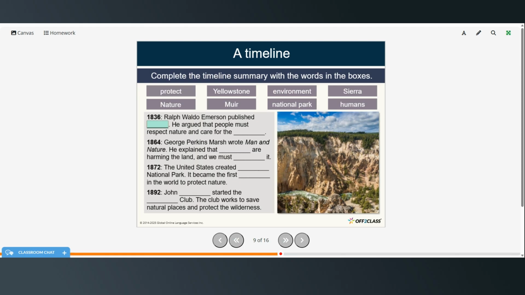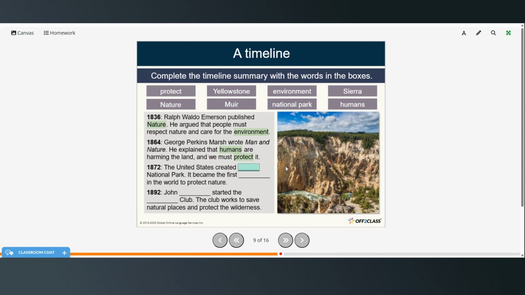Ralph Waldo Emerson published Nature. He argued that people must respect nature and care for the environment. George Perkins Marsh wrote Man and Nature. He explained that humans are harming the land and we must protect it.